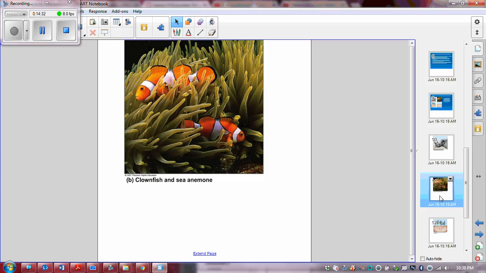So the clownfish is immune to the stings of the sea anemone, and so the clownfish moves in between the tentacles and will pick out debris and things like that. It'll eat little bits and pieces of stuff that fall in, so the anemone gets cleaned out. The clownfish gets food and protection because other fish will get stung by the sea anemone.